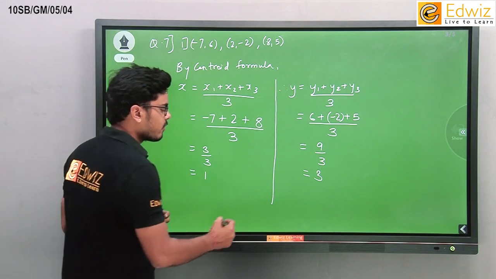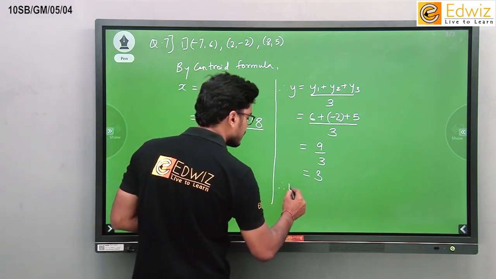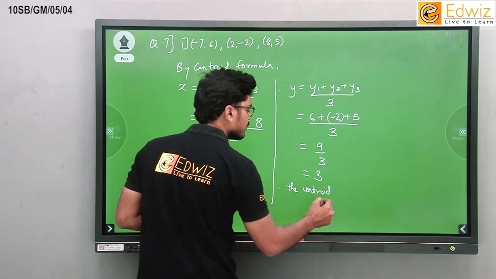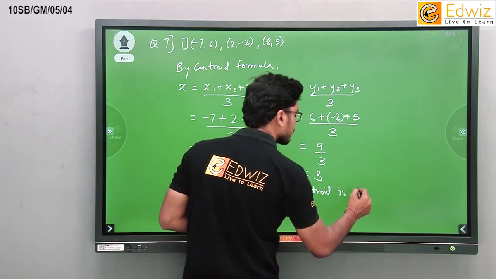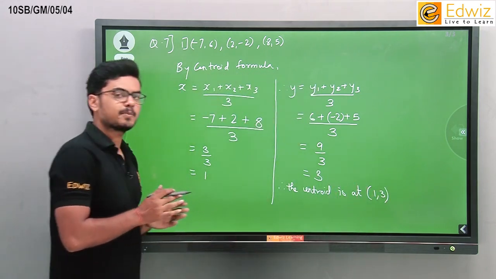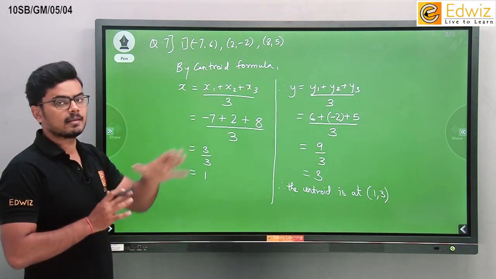Okay. So therefore, the centroid is at 1, 3. Okay. At this point is the centroid of this triangle.